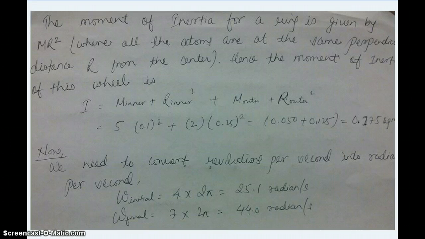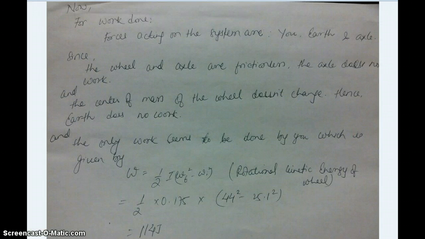Now we need to convert the revolutions per second that the question had given us into radians so that we could use them later on while we calculate work. To do that, all we have to do is multiply the revolutions per second times 2 pi, and then we get them in radians per second. Now for the final process, we need to find the work done. So we need to find which of the surroundings did the work. Was it the hand, the axle, or the earth?